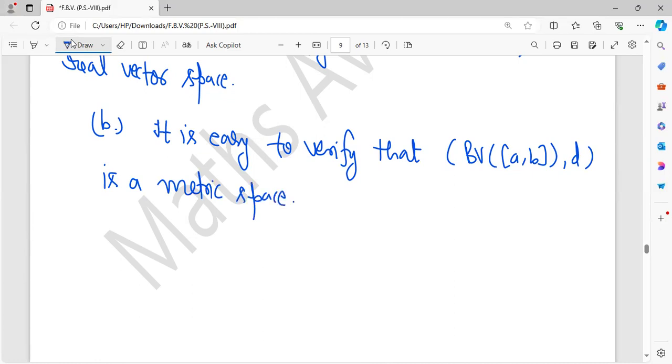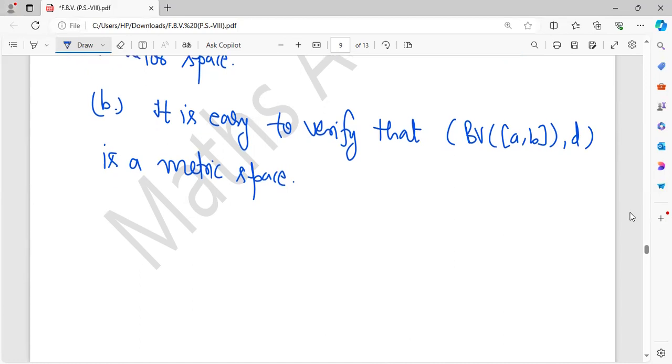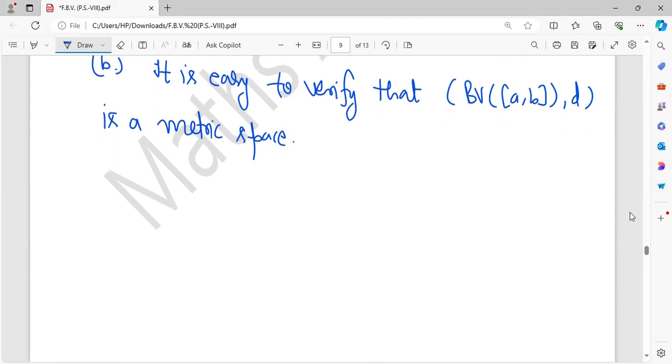Okay. Only thing is that we have to verify whether this metric is complete or not. So now we claim that this is a complete metric space. You can check, it is easy to verify.